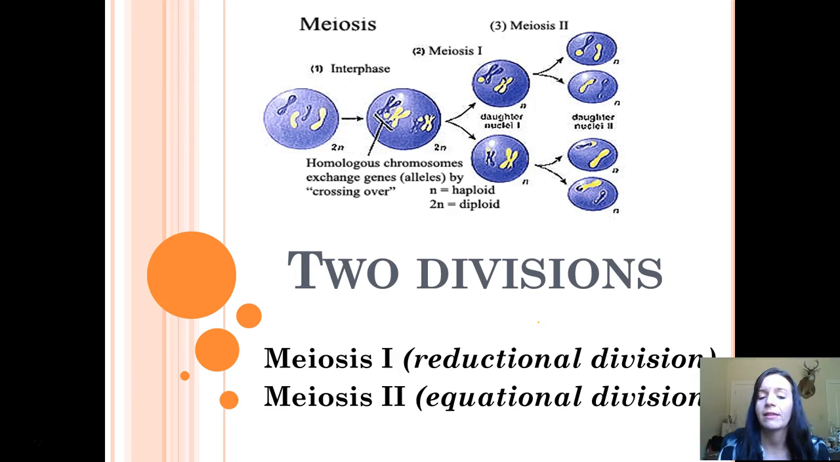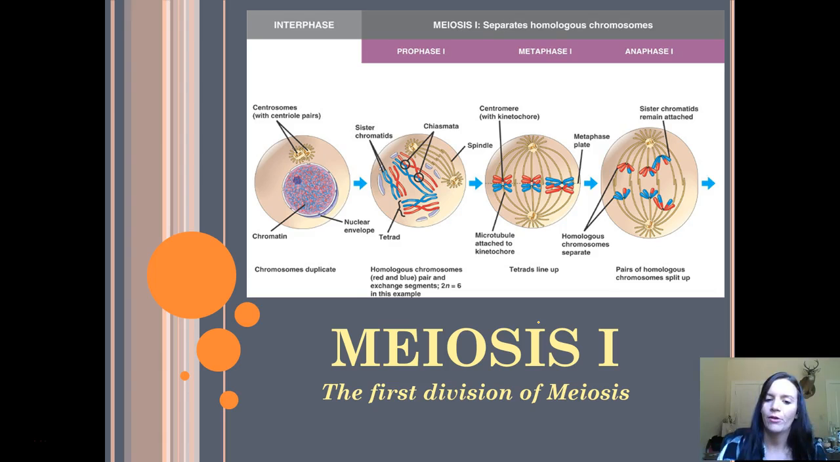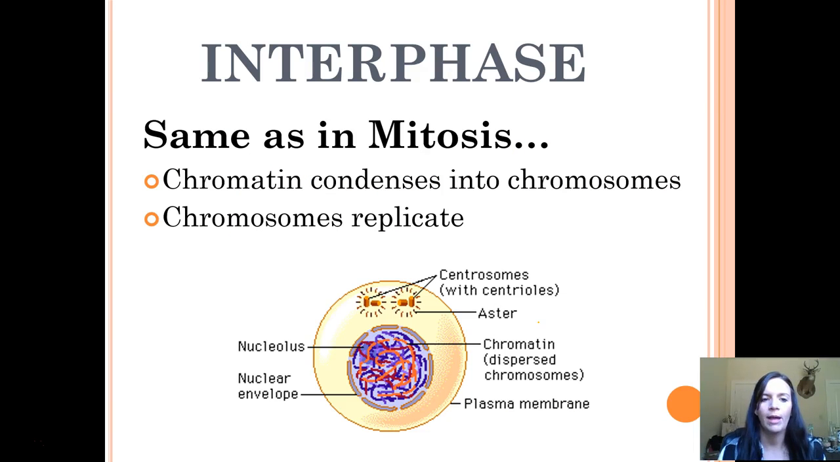Now that we've talked about that, let's get into the divisions. Like we mentioned, there are 2 divisions: meiosis 1 and meiosis 2. Meiosis 1 is known as reductional division, and meiosis 2 is known as equational division. So here we go. Meiosis 1 is that first division of meiosis.